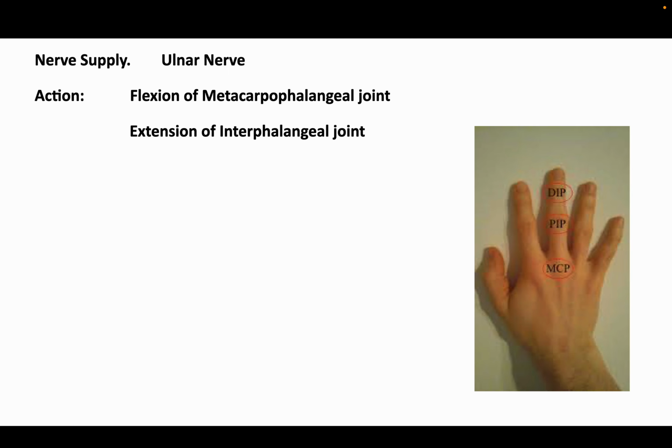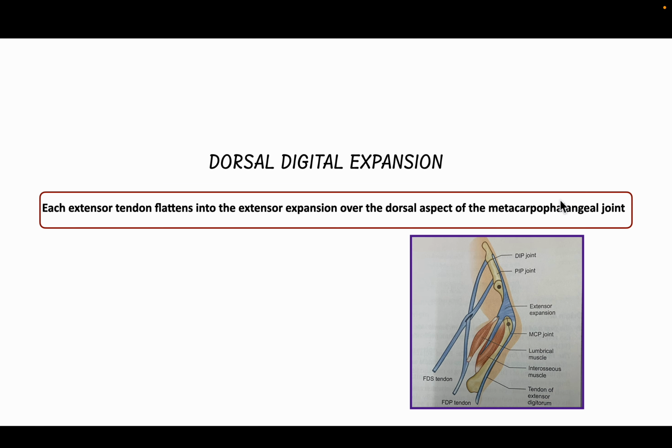So nerve supply is ulnar nerve. Action is flexion at the metacarpophalangeal joint and extension at the interphalangeal joint, that is proximal and distal interphalangeal joint. Now coming to the next topic, that is dorsal digital expansion.